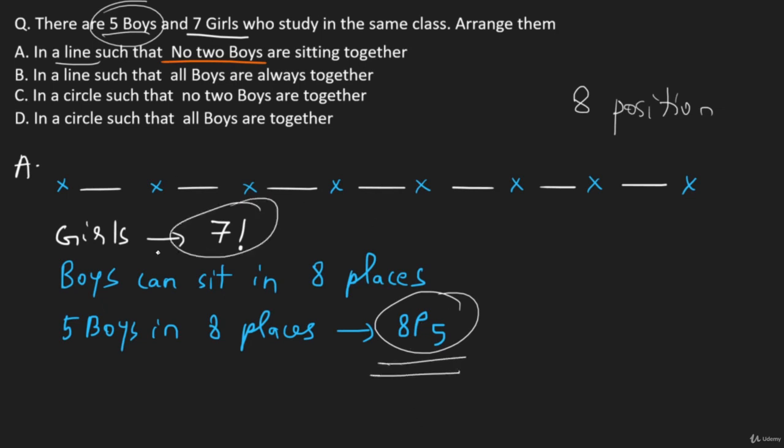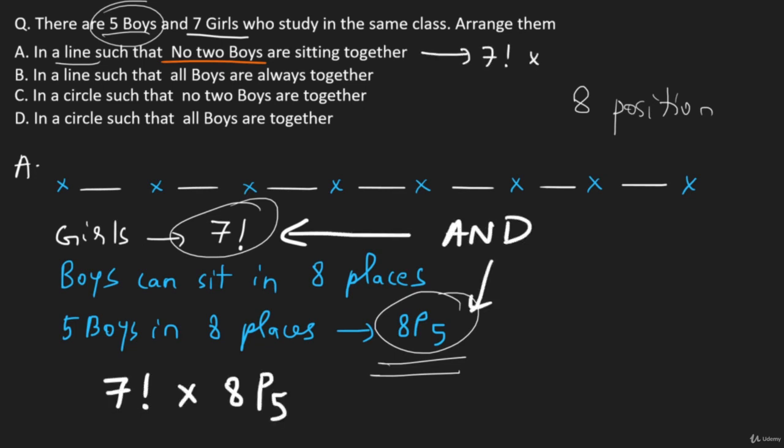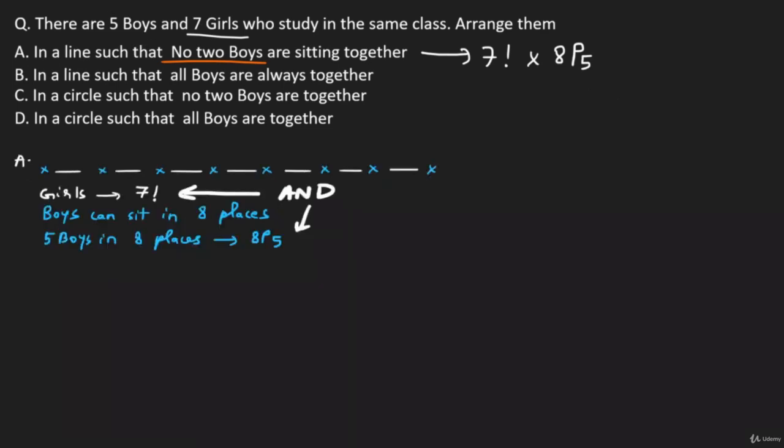Now doing this and this, right, arranging the girls and arranging the boys can be done in 7 factorial into 8p5 ways, and that's the answer to this question over here. What is this? That can be done as 7 factorial into 8 factorial by 3 factorial, right? And you can solve it if the question demands. Let's do the next question.